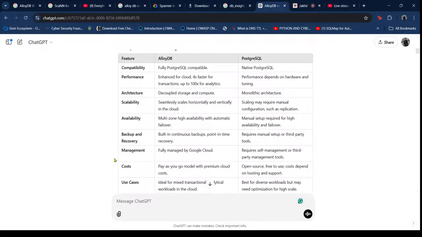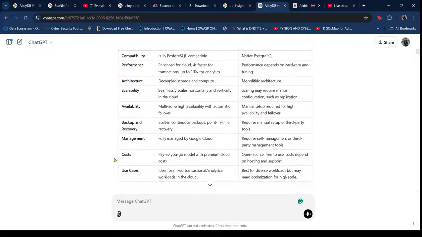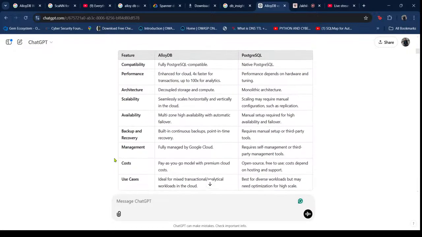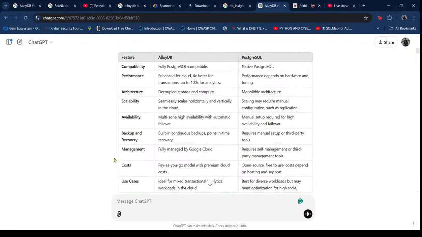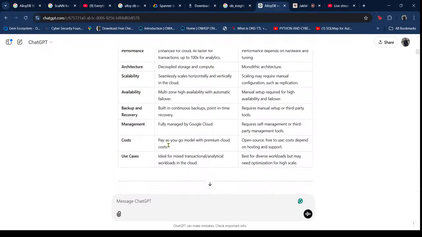Here we have just discussed the master slave configuration, that they follow. One thing which arises is: what is the use case of AlloyDB? I can read that it is ideal for mixed transactional and analytical workloads in the cloud, and PostgreSQL is best for diverse workloads but may need optimization for high scale. So Google has solved the high scalability and throughput problem of PostgreSQL with AlloyDB, with high transactional throughput basically.